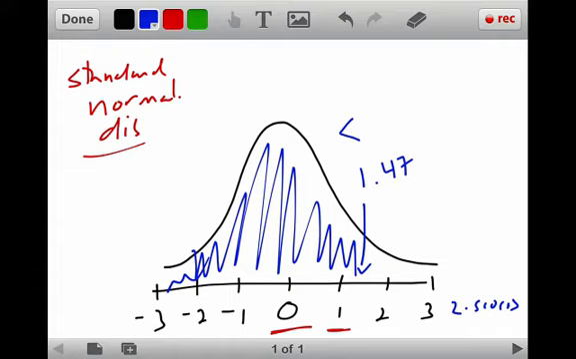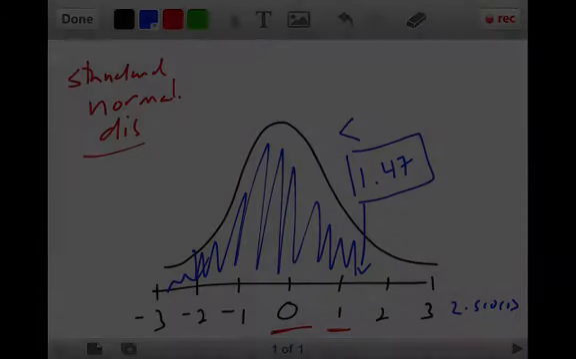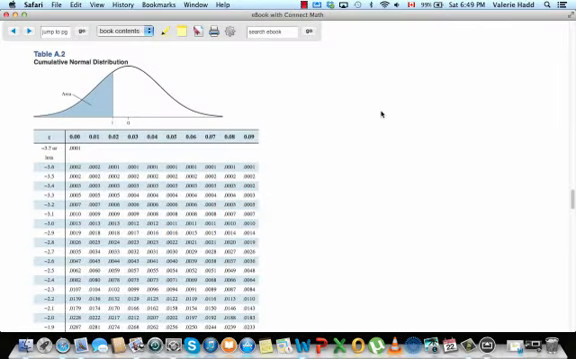So how can we answer this question? What do we need to do? Well, first of all, we need to understand that the 1.47 represents a z-score. Really important, because we have a very useful tool when we're dealing with z-scores and standard normal distribution. The tool is the table in your textbook, table 8.2 at the end in the appendix, and it's called a cumulative normal distribution.